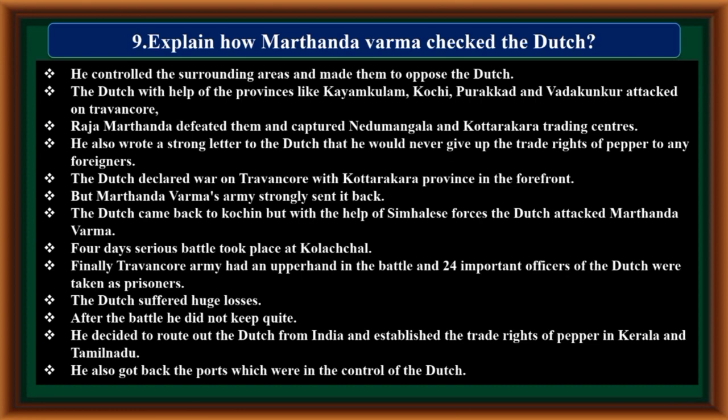to any foreigners. The Dutch declared war on Travancore with the Kottarakara province in the forefront, but Marthanda Varma's army strongly sent it back. The Dutch came back to Cochin, but with the help of Sinhalese forces, the Dutch attacked Marthanda Varma. A 4-day serious battle took place at Colachel. Finally, the Travancore army had the upper hand in the battle and 24 important officers of the Dutch were taken as prisoners. The Dutch suffered huge loss.